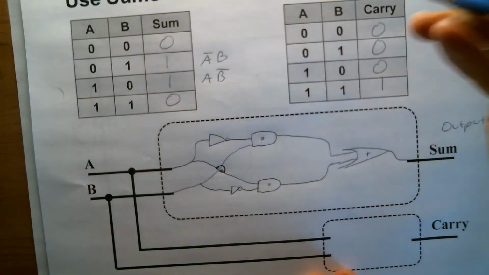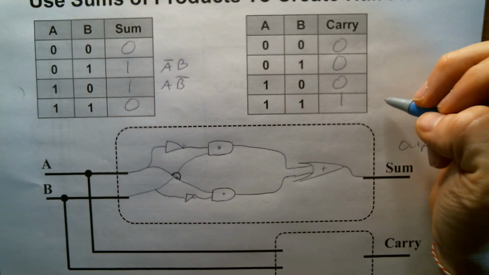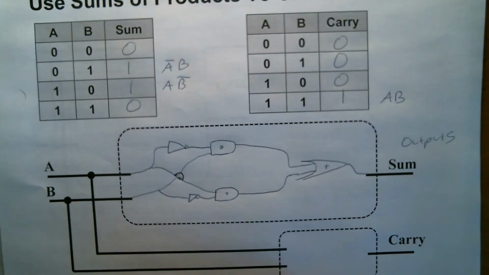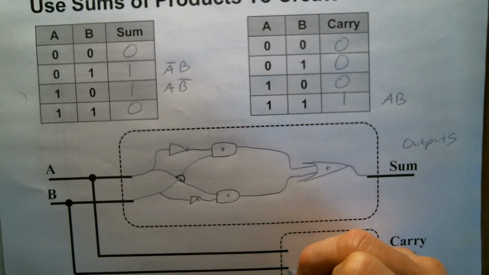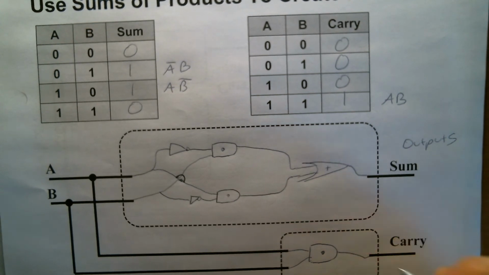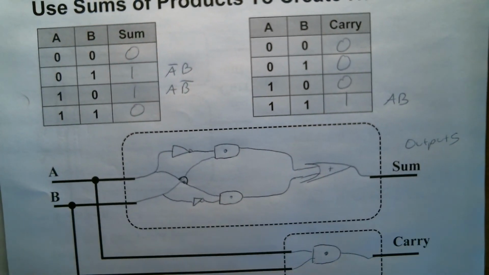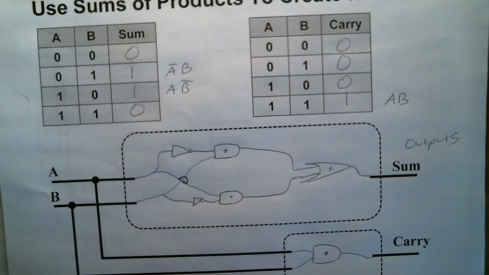Now the carry is even easier. The carry is there's only one that's true. The only one that's true is A and B. That's just an AND gate. There's nothing we even have to OR together because there's only one. This is just a simple AND gate. So the carry is an AND gate, and the sum is this combination right here.